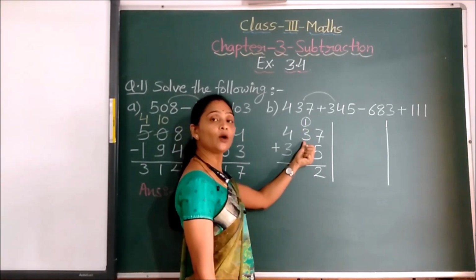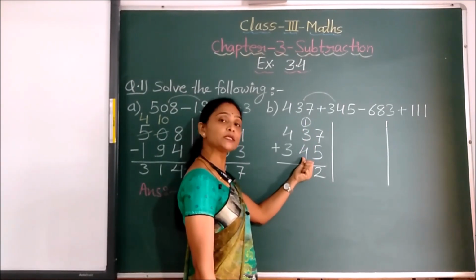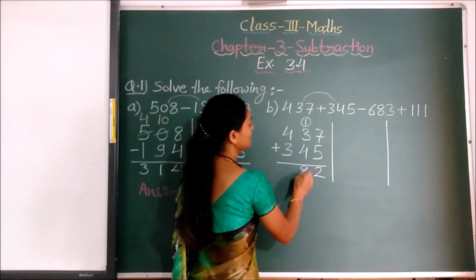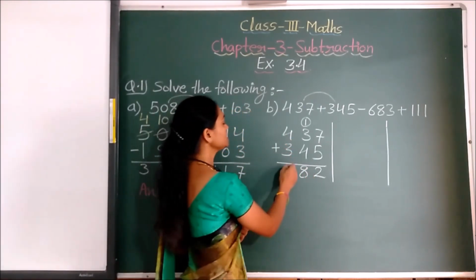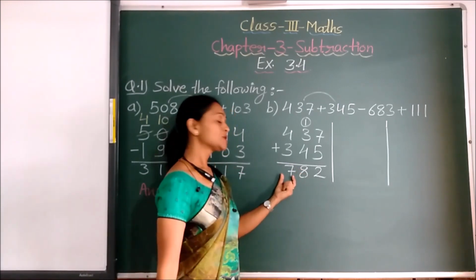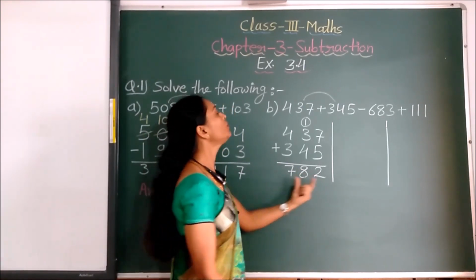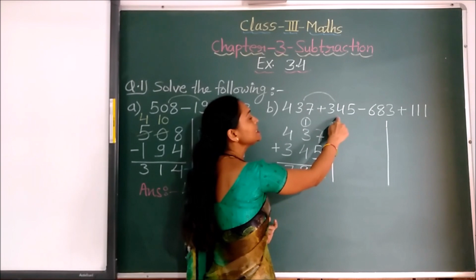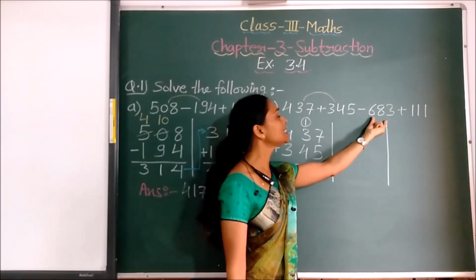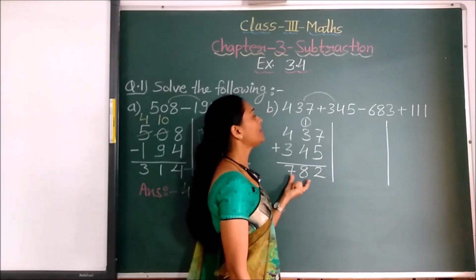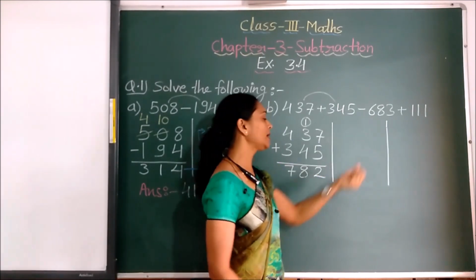Now 1 plus 3 how much? 4, and 4 plus 4 is 8. So here 8. Now this 4 plus 3 how much? It is 7. So 782 we got after solving these two. Now after this what to do? We have to subtract this number. Means with this number we have to subtract this one.